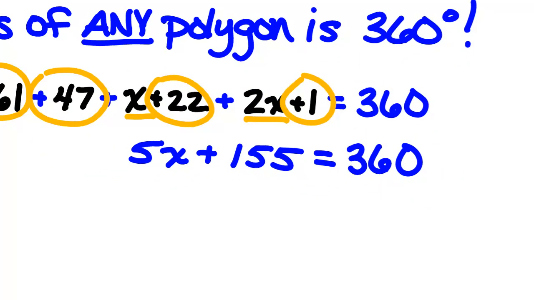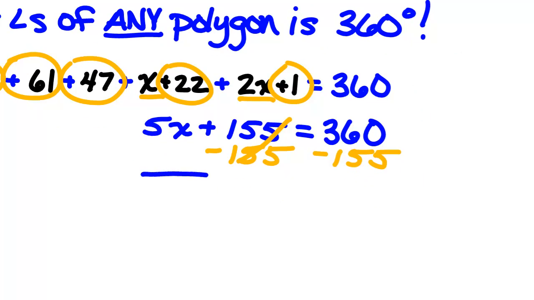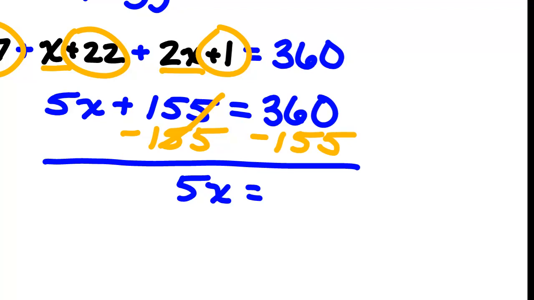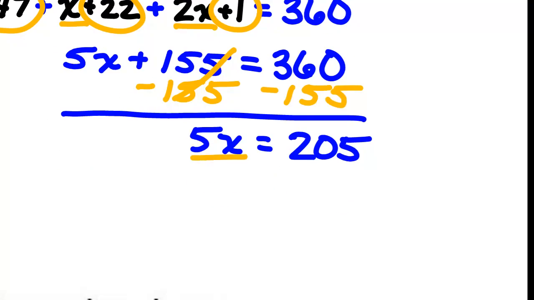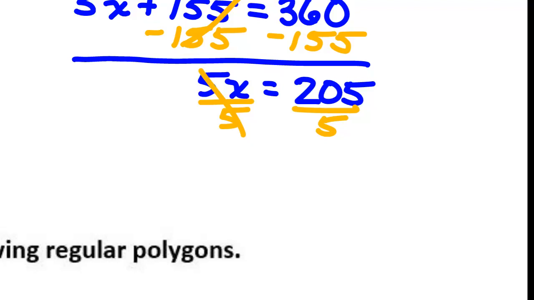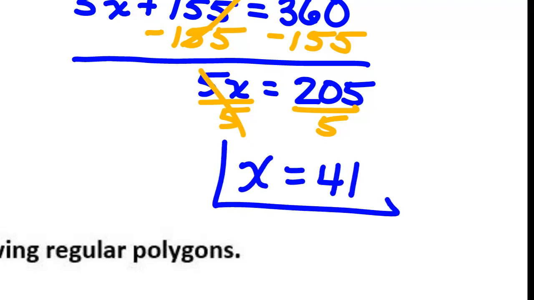And then we subtract 155 from both sides. So then I have 5x on the left, and on the right I have 205. And then we divide both sides by 5. 205 divided by 5 is 41, so x is 41.